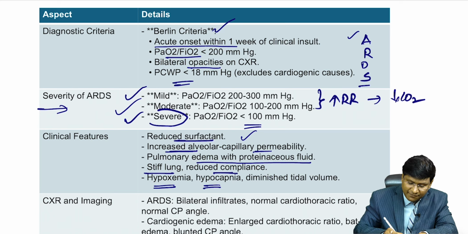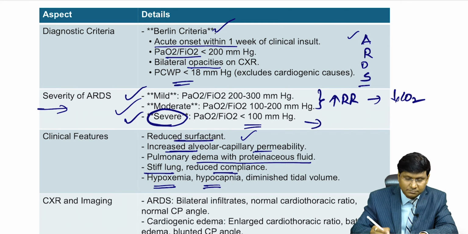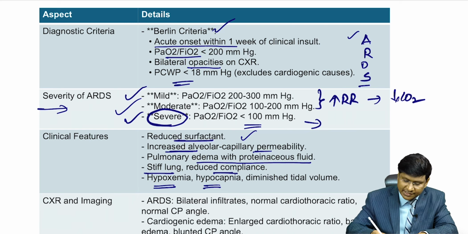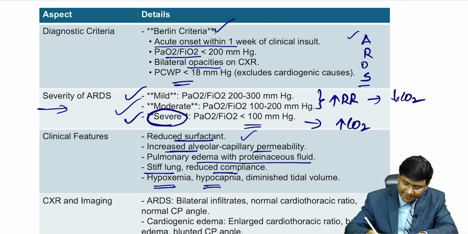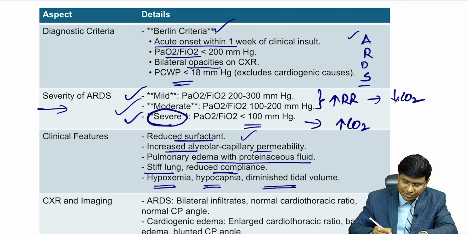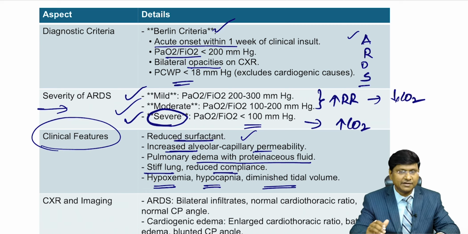Whereas in severe ARDS, please remember, the fibrous tissue is so extensive in the pulmonary parenchyma that carbon dioxide washout does not occur. So there will be an increase in the carbon dioxide levels. Okay, so there will be hypercapnia in the severe form of ARDS, and there will be diminished tidal volume. So these are the clinical features that you will observe in ARDS.